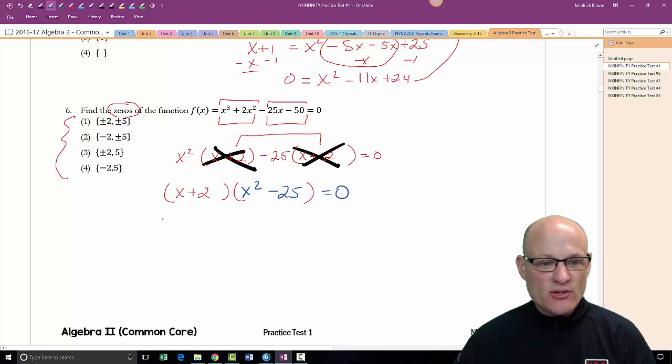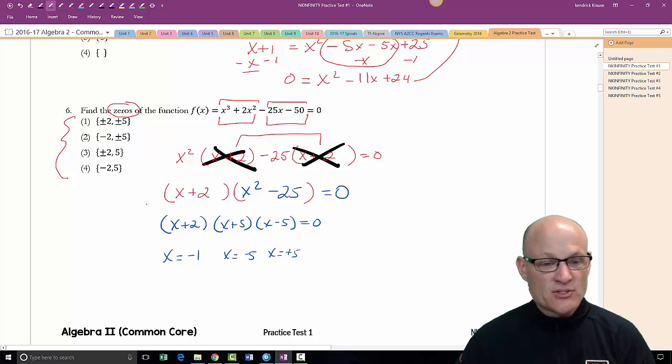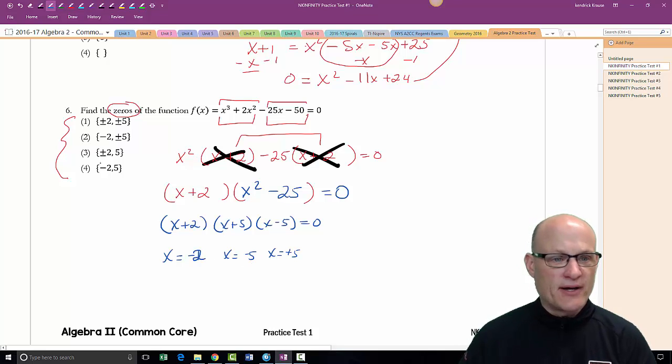So this is just x plus 2, and this is x plus 5, x minus 5 equals 0. So my three answers are x equals negative 2, x equals negative 5, and x equals positive 5. So negative 2, not negative 1, negative 2, plus and minus 5. There it is, the big winner.